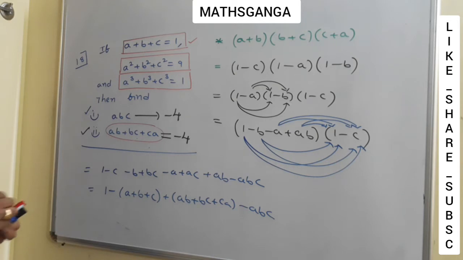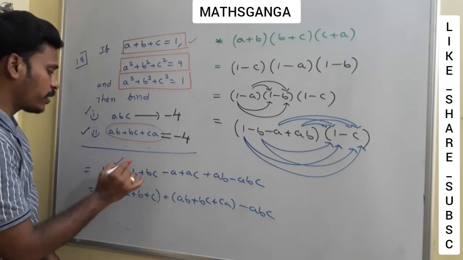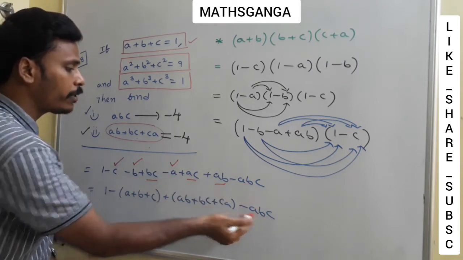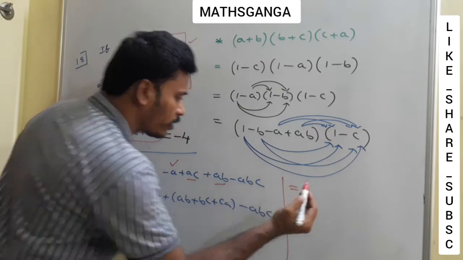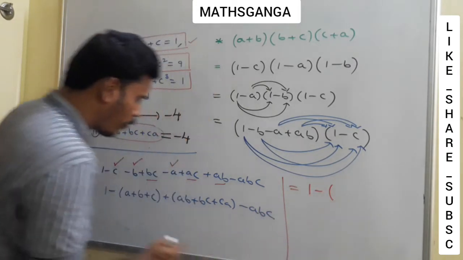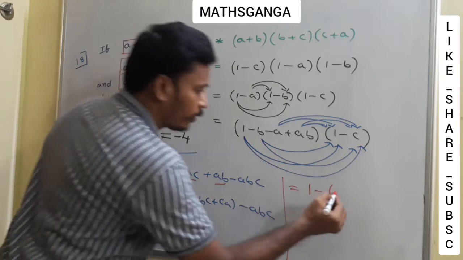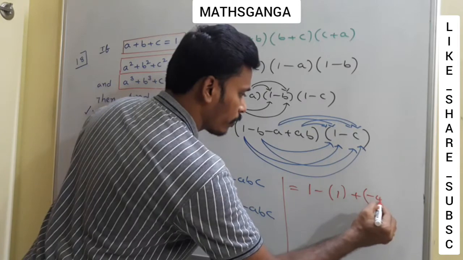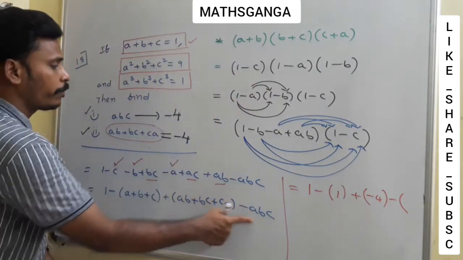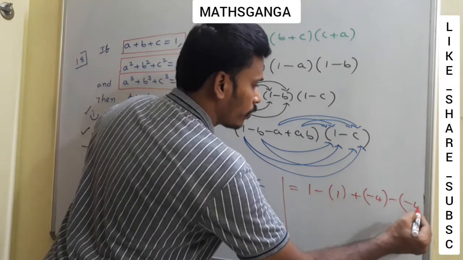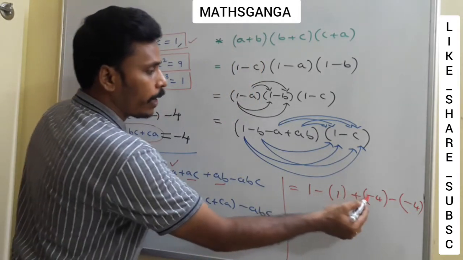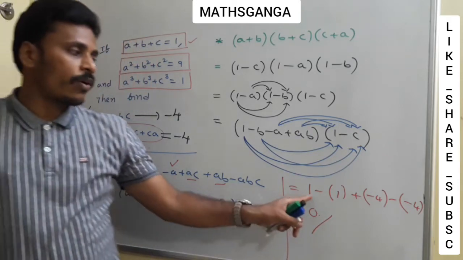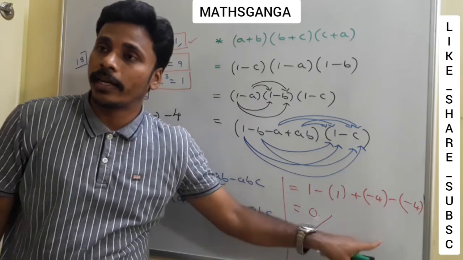If you look at this result, minus c, minus b, minus a, collect them, and then bc, ac, ab, collect here, abc is left, and that's what we need to find. This is equal to 1 minus of a plus b plus c, plus ab plus bc plus ca, which I found as minus 4, minus again abc, which is again minus 4. So if you solve, 1 minus 1, minus 4 and plus 4, the 1 and 1 get cancelled, minus 4 and plus 4 also get cancelled, and this is 0.